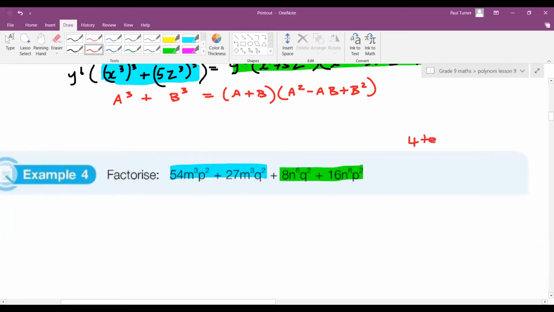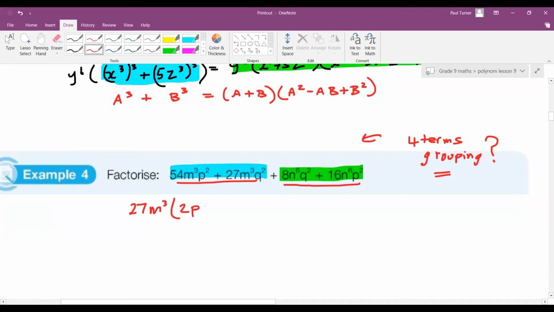So 4 terms here. So I'm thinking grouping may work. Let's see if the grouping method works. So I've got these 2 and I've got these 2 and I look for common factors here. And I'm going to find I've got 27 m cubed as the common factor here. We've got m cubed, but then 27 can come out as well. So we get 2p squared plus q squared here, like that.